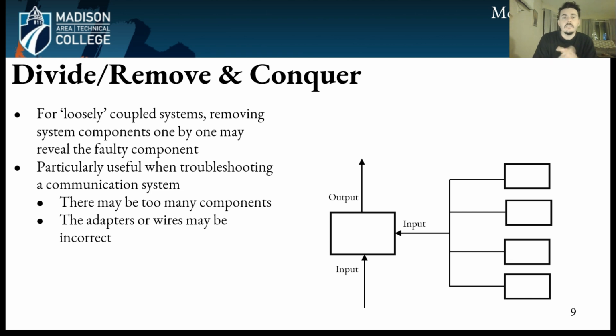All right, so the next method is called divide/remove and conquer. Basically, for loosely coupled systems, or for systems that aren't dependent on all the components in the system being there, we can just kind of unplug and see what happens. And that's exactly what this is. So this is particularly useful when troubleshooting a communication system. We basically just unplug it and see how the system responds. So as we disconnect it from our main communication system, what is the response of the rest of the system?